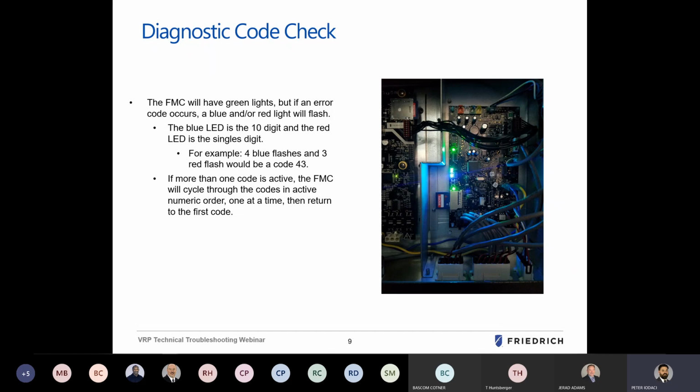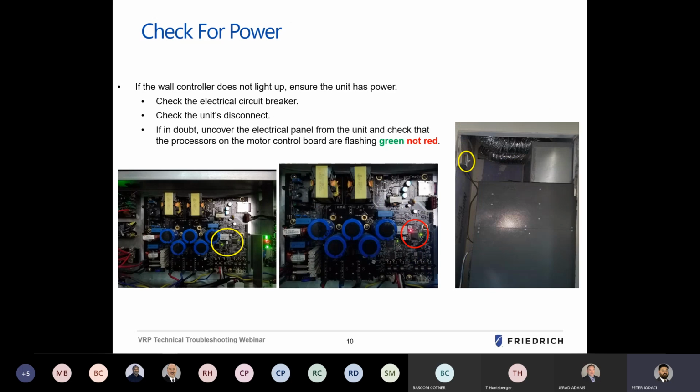an error code 43. So if one or more code is active, what the FMC is going to do is it's going to flash your first code, give a short pause, and if there is another code, it's going to flash that code. And then if that is the last code that it is telling you, it's going to give a longer pause and it's going to repeat the sequence.